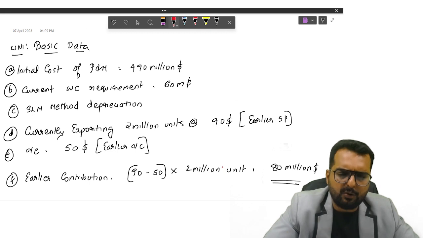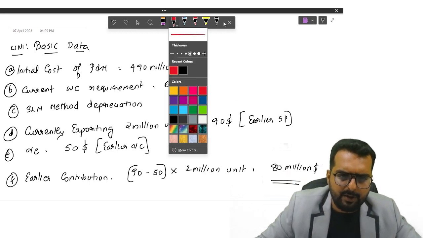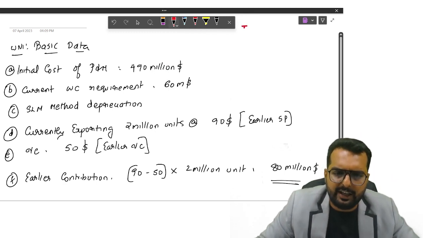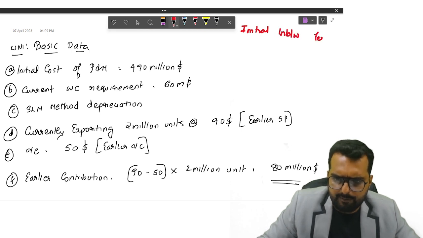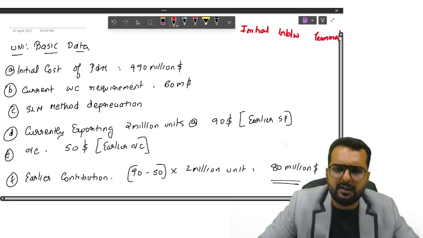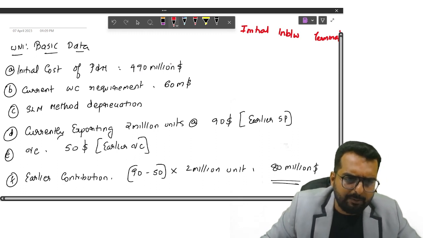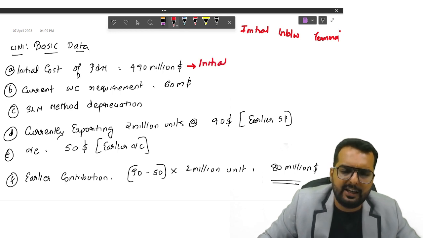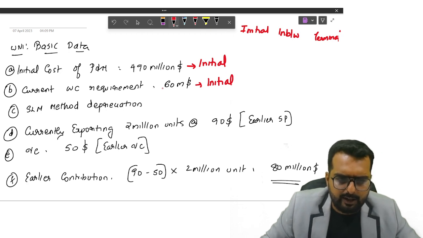Now friends, this is a question on capital budgeting. Whenever we do a question on capital budgeting, always keep this in your mind. We have three types of cash flows: initial cash flow, in between cash flow, and what is the last one? Terminal cash flow. So now you interact and tell me, this 490 million is what? Initial, in between, or terminal cash flow? Initial. 60 million? Initial.